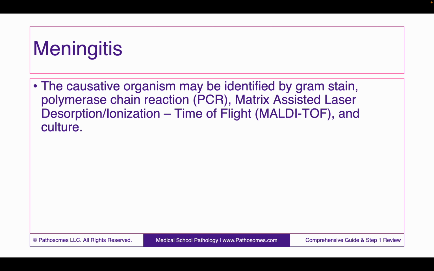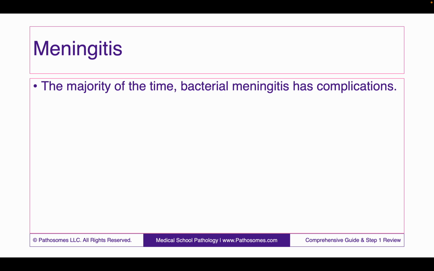The causative organism may be identified by gram stain, polymerase chain reaction, or even MALDI-TOF, which is matrix-assisted laser desorption ionization. A culture may be useful as well. This is all done by microbiology, which is under the umbrella of pathology, right? So future pathologists that go into microbiology, this is you. The majority of the time, bacterial meningitis has complications.